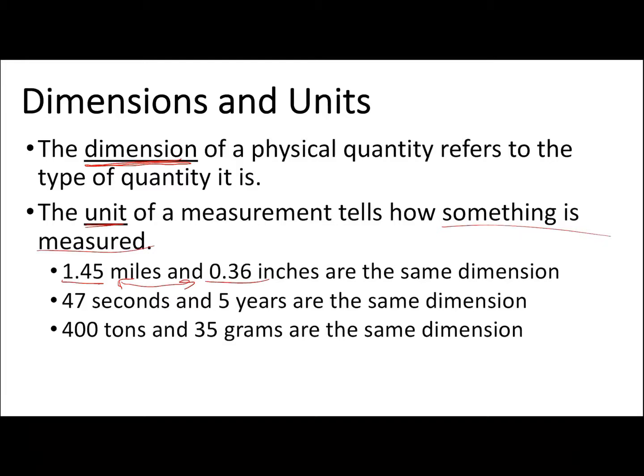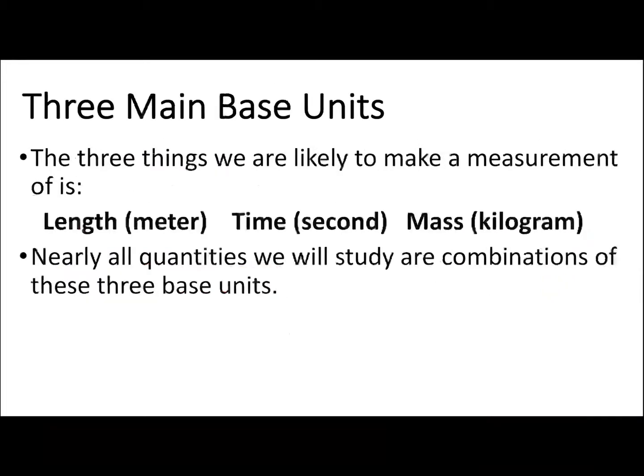But the dimension, again, bigger picture, is the type of way we can measure something. Seconds and years are the same dimension. We call that dimension time. We already went through the first one and called it length. And the last one, 400 tons and 35 grams, is the same dimension of mass. And these three dimensions are really it. We call them the three main base units, the three most likely things we're going to make a measurement of: length, time, and mass.